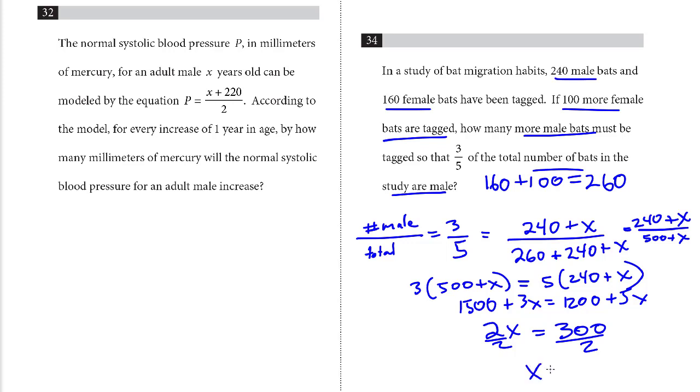The same answer we got before. x equals 150 male bats that must be added. The answer to 34 is 150.